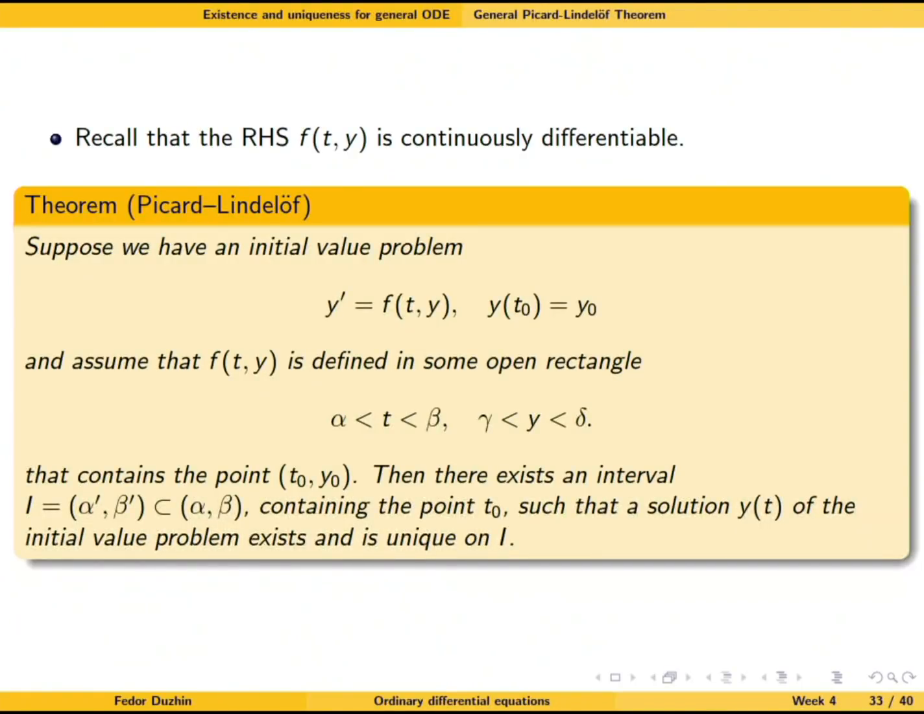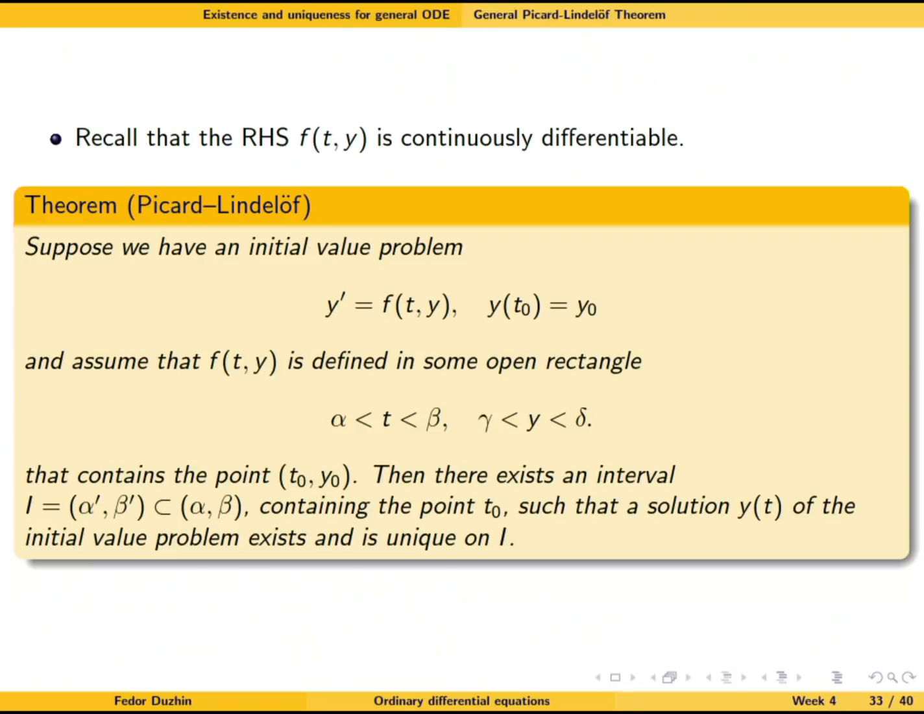Now let's discuss the general theorem. Here we have a general ordinary differential equation where the right-hand side is a continuously differentiable function of two variables. And we have the initial point, t0, y0.